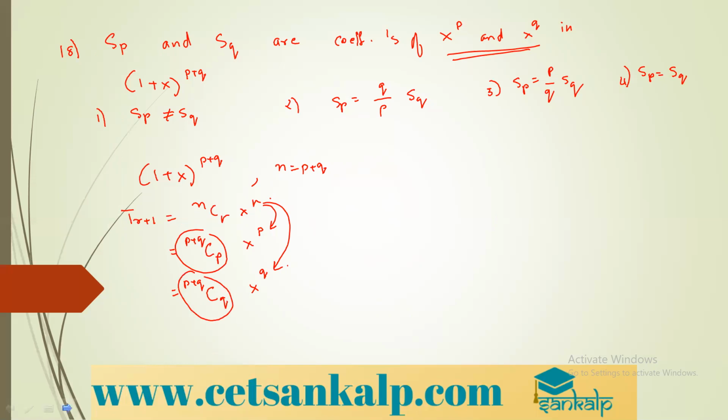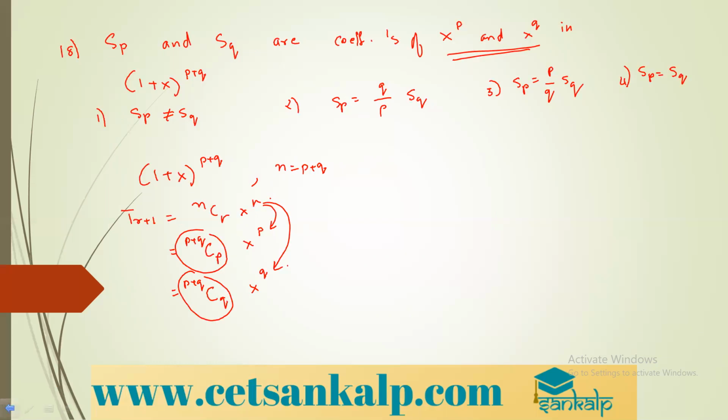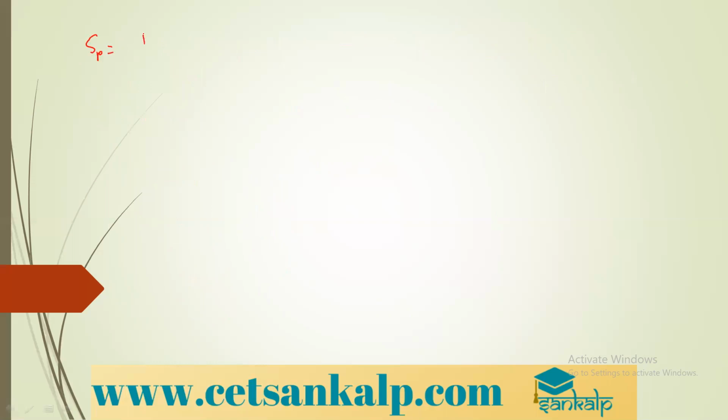Again, let me write carefully. Next page: SP is the coefficient of x power p, so p plus q Cp. SQ is the coefficient of x power q, p plus q Cq. Now we have to relate these two.